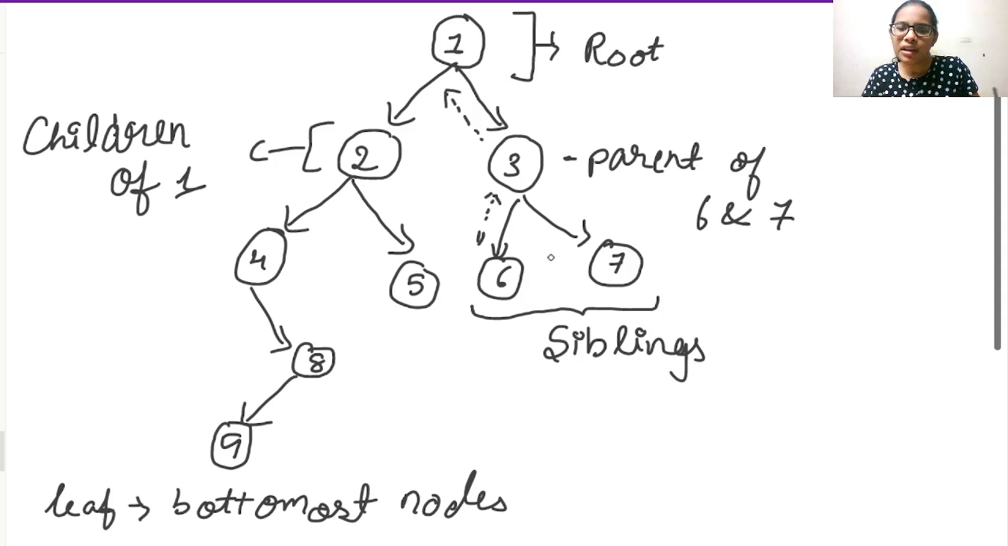All these nodes, 3, 6 and 7, are actually descendants of 1. If we talk about descendants of 3, then the descendants of 3 are 6 and 7. Descendants of 2 are 4, 5, 8 and 9. Ancestors of 9 can be 8, 4, 2 and 1. You can say that the father of 9 is 8, the grandfather of 9 is 4, the great grandfather of 9 is 2 and the great great grandfather is 1. So you can apply the analogy of a real life family tree over here.